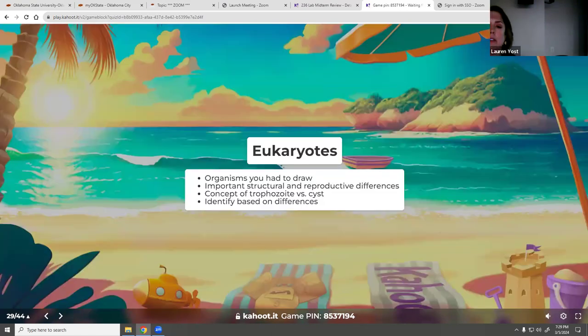All right, eukaryotes. These are the organisms that you had to draw. I am gonna ask something about one of the eggs. It's not gonna be a difficult question, but just refamiliarize yourselves with some of the eggs. And know that they're big. Remember that they are big. They are not 100x size, right? The trophozoite versus the cyst.